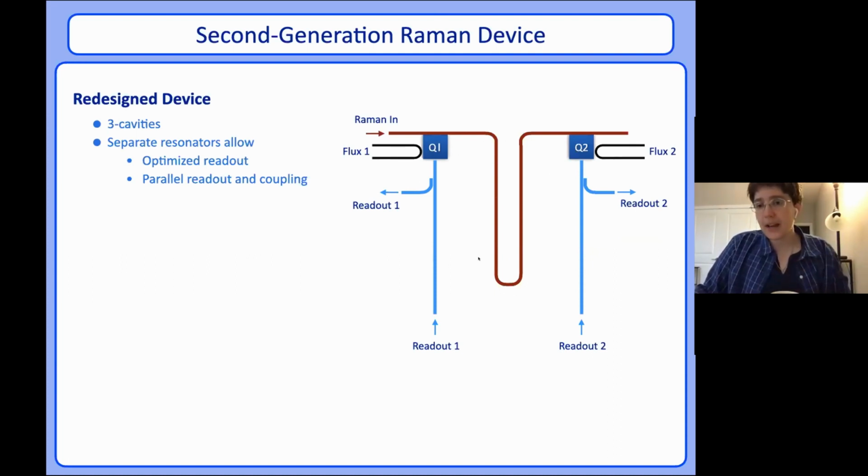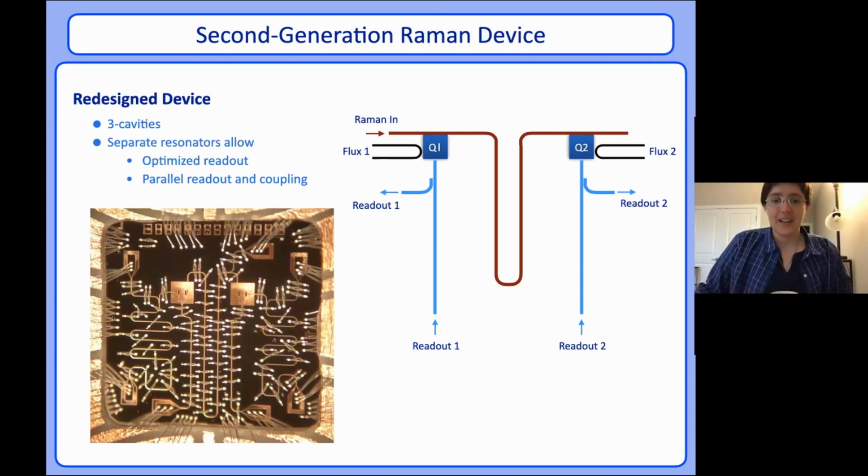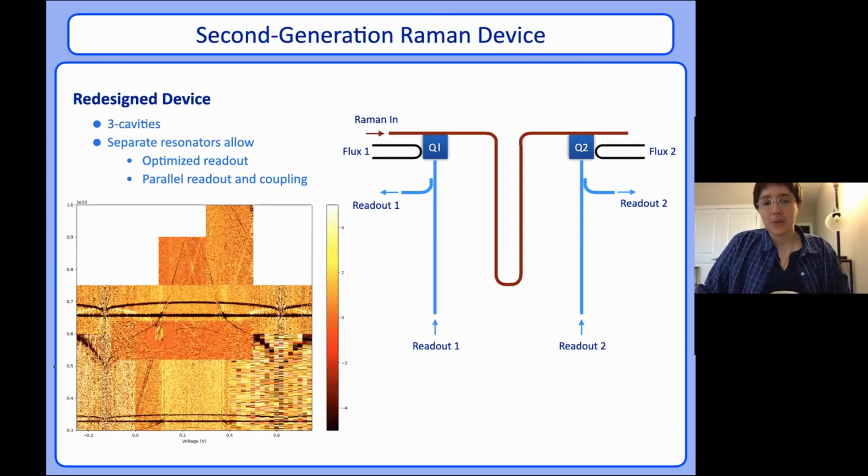And what we're working on now is a newer device that's more optimized for seeing this. So it has a separate coupling cavity and readout resonators. It looks a little bit more complicated than the original, just to prove that we're experimentalists. And this is a photograph of an actual device. We're exploring this in the fridge right now and updating devices.